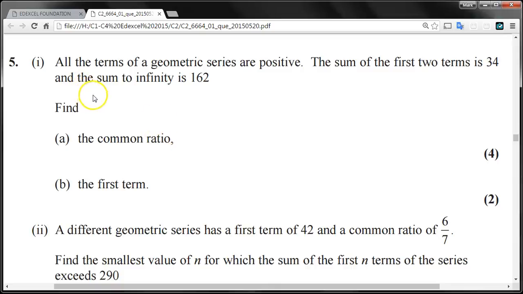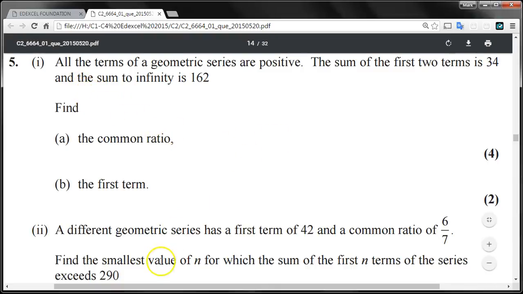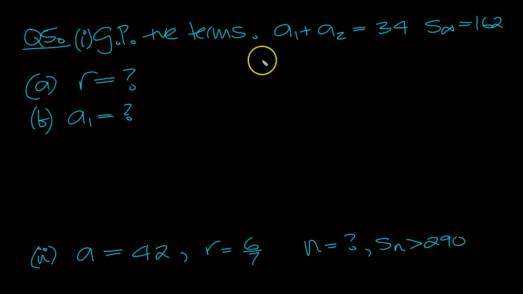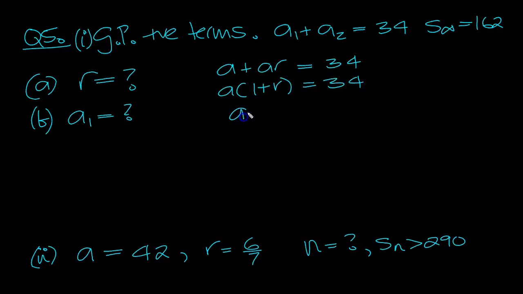Question 5, part 1 and part 2. The first two terms sum to 34, so a plus ar equals 34. So that's a(1 plus r), or a equals 34 over 1 plus r.